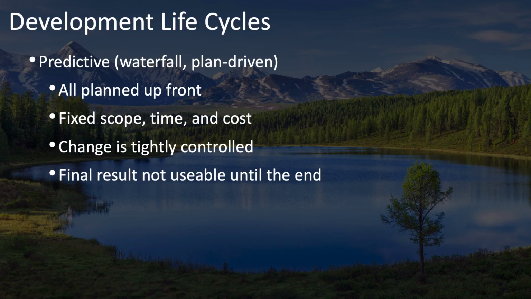This has traditionally been called the waterfall model or the plan-driven model. This is the type of development life cycle in which all of the planning is done up front, and at the beginning of the project, you determine and fix what the scope of the project is going to be, how long it's going to take, and what it's going to cost. And once those three factors or constraints are fixed, change is then very tightly controlled and managed in the project. Change is generally discouraged because it interferes with this plan, and change is only approved if absolutely necessary.